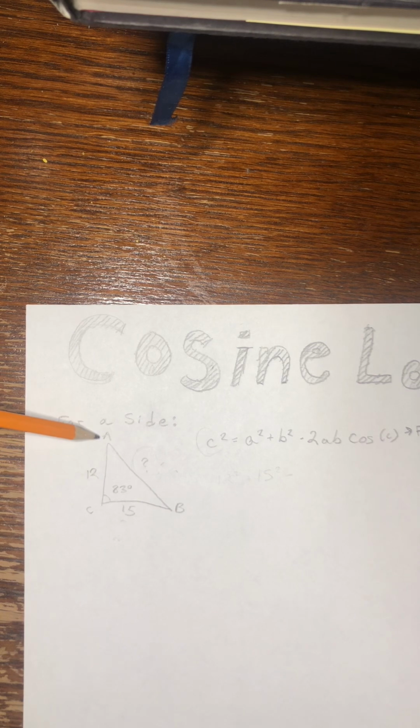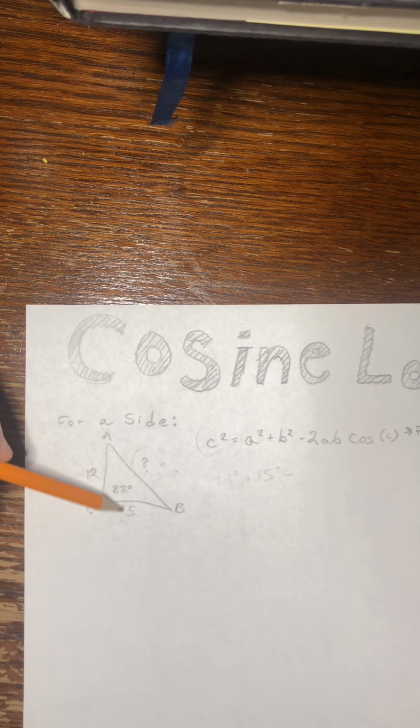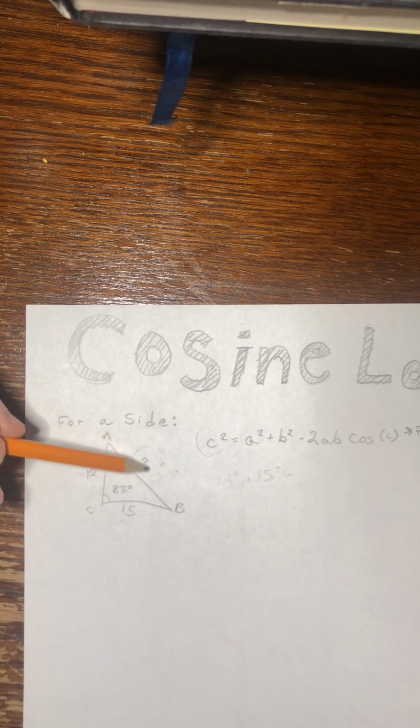Here we have a triangle, a right triangle. Wait, no, sorry, this is not a right triangle. This is just a basic triangle, but here's A, B, C, right? The sides that are given are 12 and 15, and the only angle given is 83. And what we are trying to figure out here is this mystery number.